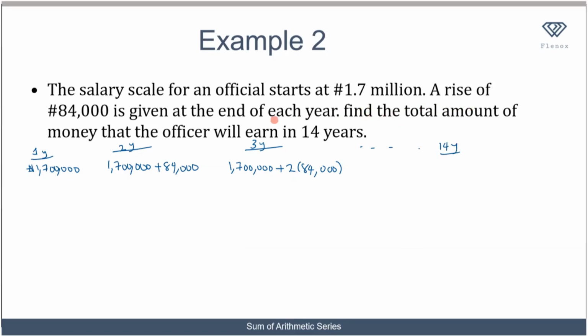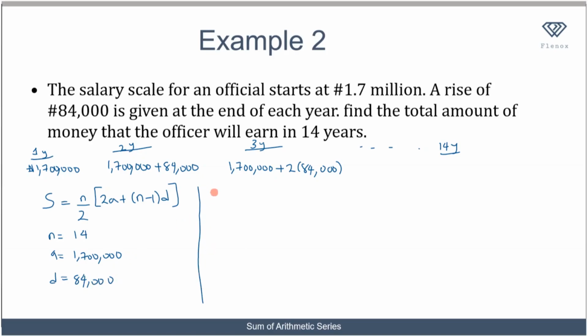So we are told to find the total amount of money that the officer will earn in 14 years. This means we find the sum of this series from n equals 1 to n equals 14. How do we go about that? We know that the sum is given as n over 2 into bracket 2a plus n minus 1 times the common difference. I'm finding the value of S. The number of terms here is 14, because he retires after 14 years. My first term is the money he receives after the first year, which is 1.7 million naira. My common difference is the difference between what he earns in the second year and the first year. So 1.7 million naira plus 84,000 minus 1.7 million naira gives me 84,000. The common difference between two consecutive years is the increment added to his salary at the end of each year, which is 84,000 naira.